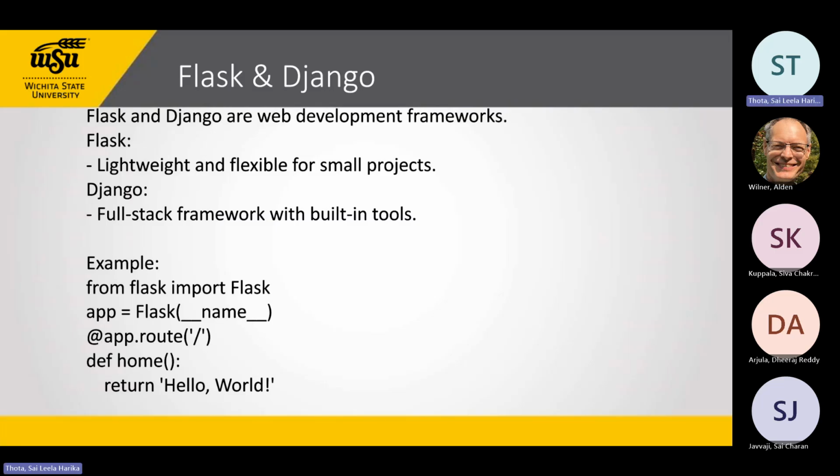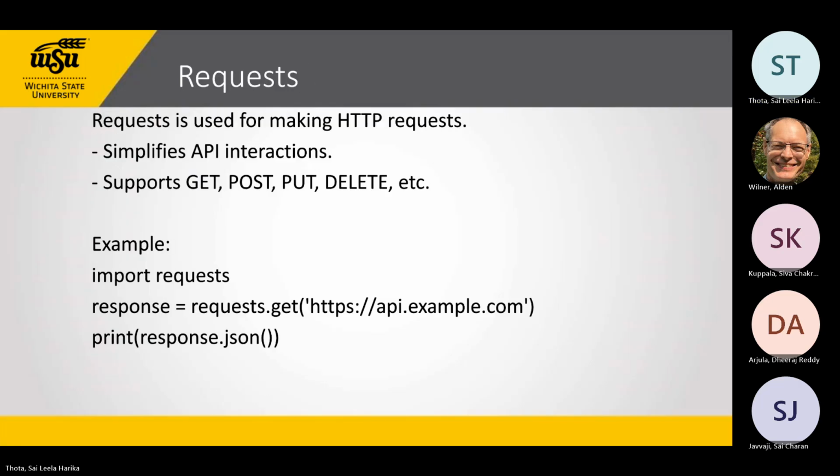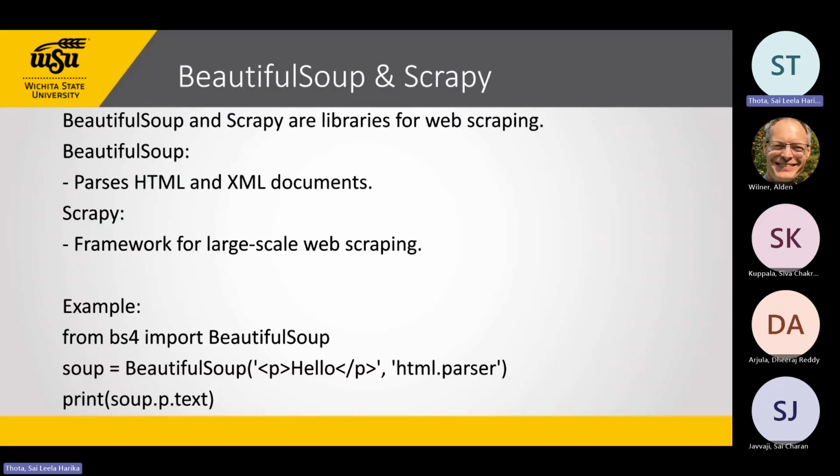Flask and Django, same. Those are related to the modeling part. So we need not discuss them here, because when you are doing the modeling part, we can discuss in depth. And this is also not important. And Beautiful Soup and Scrapy, these are also libraries for web scraping.